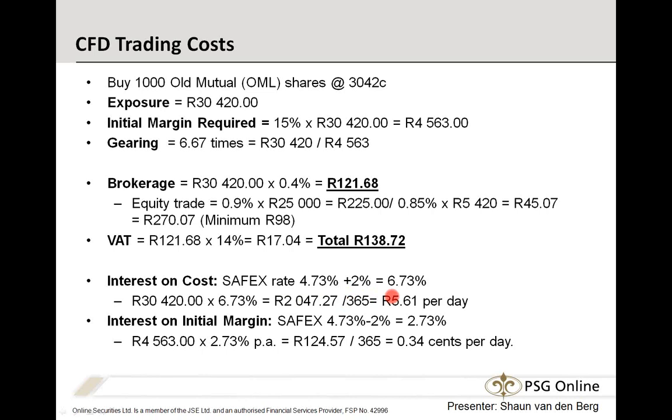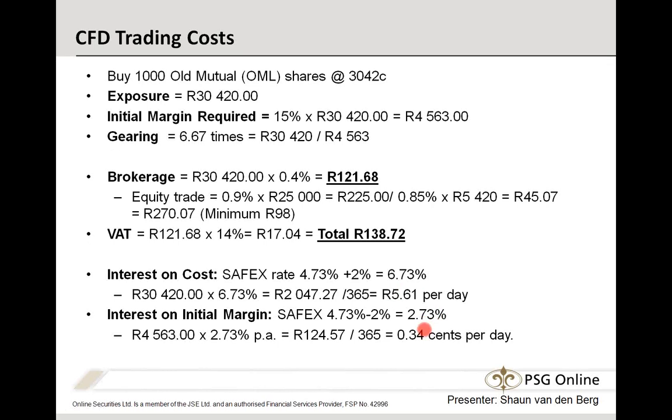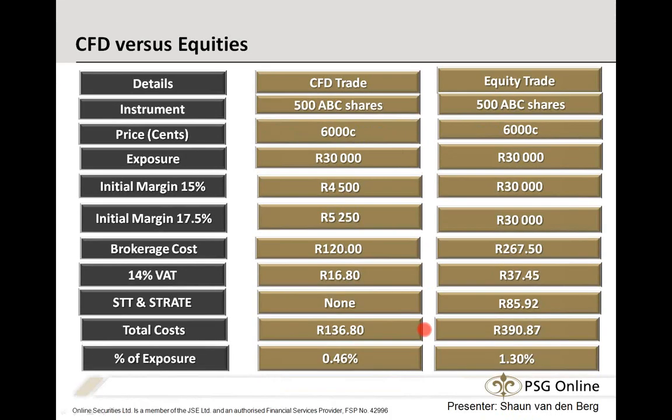And I'm also receiving interest on deposit plus all your cash available, so I'm going to receive 3-4%. That just gives you a very quick idea what the costs are involved. Okay. I'm just running out of time, I'm going to go through this quickly, but just understand that CFD trading compared to equity trading is much, much cheaper. 0.46% compared to 1.3% on the equity side.